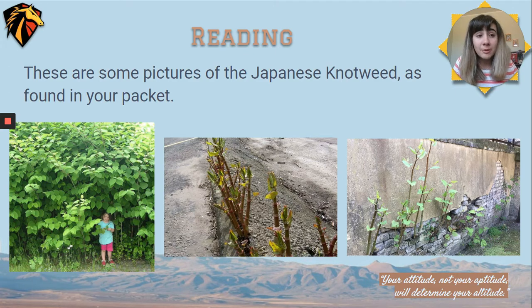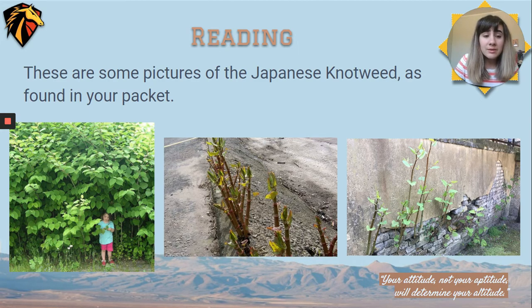So these are the exact pictures that you should see in your packet. In the first picture, you can see a little girl. She's standing by the Japanese knotweed, and you can get a feel for just how big these things can grow. They can get very tall, and their leaves are really big. I mean, if she was to hold one of those leaves next to her face, it would be comparable in size.